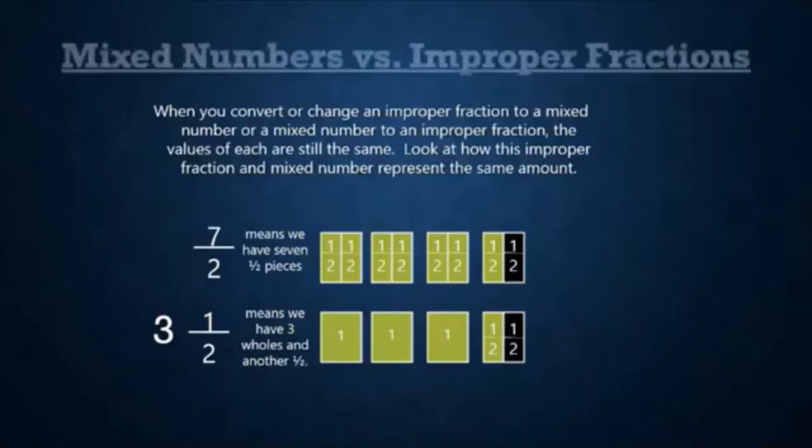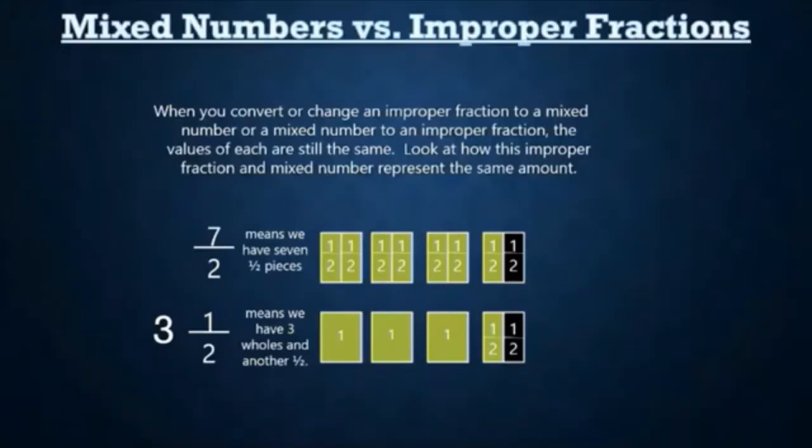Now we will learn about mixed numbers versus improper fractions. When we convert an improper fraction to a mixed number, or a mixed fraction to an improper fraction, the values of each are still the same. Now let's look at how this improper fraction and mixed number represent the same amount. So what does 7 by 2 mean? 7 by 2 means we have 7 pieces of 1 by 2. So we get 1, 2, 3, 4, 5, 6 and 7. This black represents the ones which are not counted.